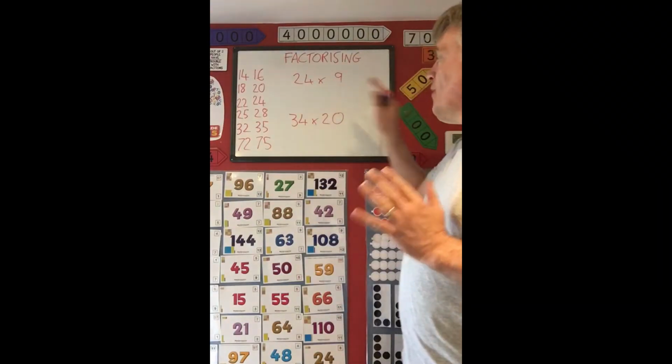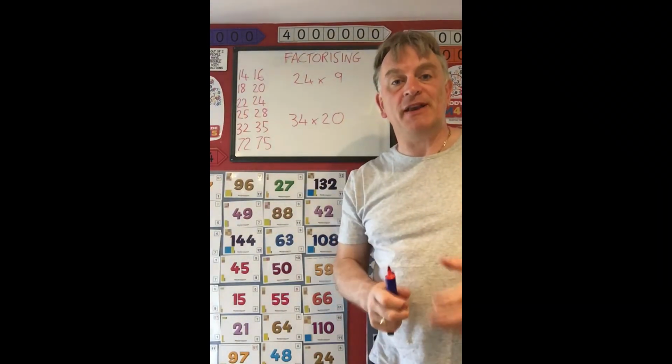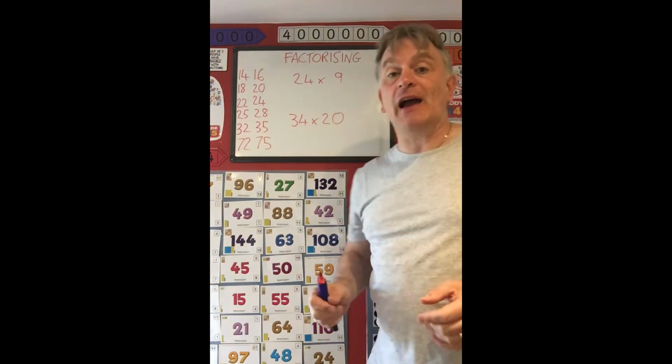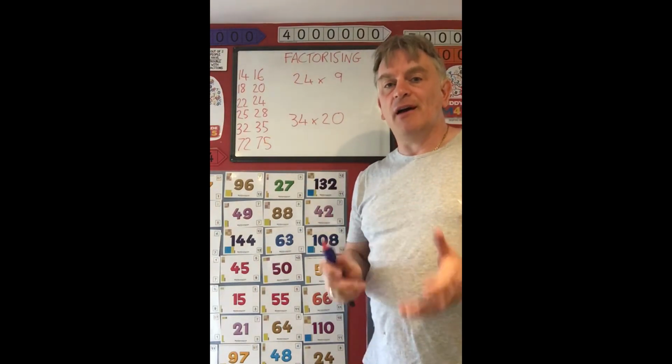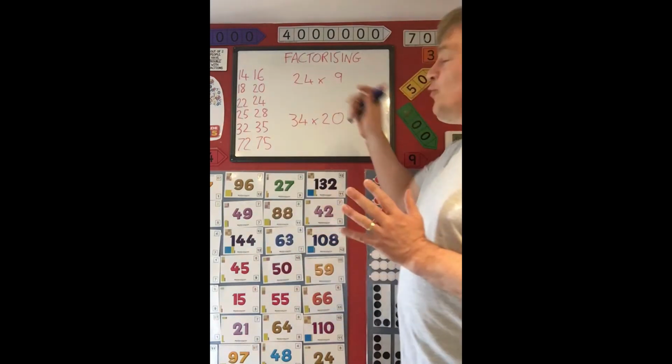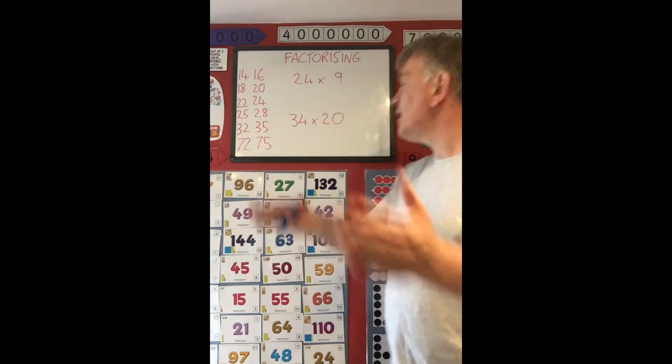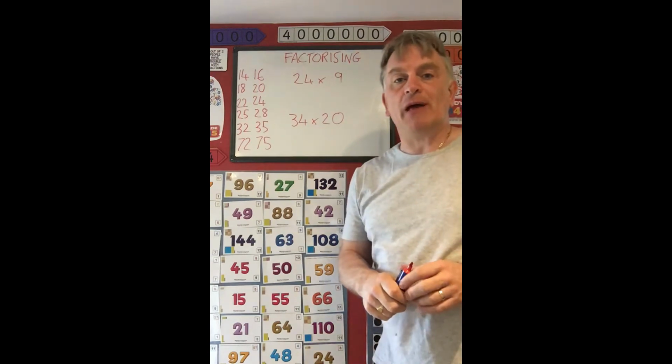Okay, looking at the next one, we've now got 24 multiplied by 9. Well, we know we could factorise 9 into 3 times 3, but I don't think that's going to really help: 24 times 3 times 3. So let's look, how could we factorise the 24? Then we'll look at 34 multiplied by 20.